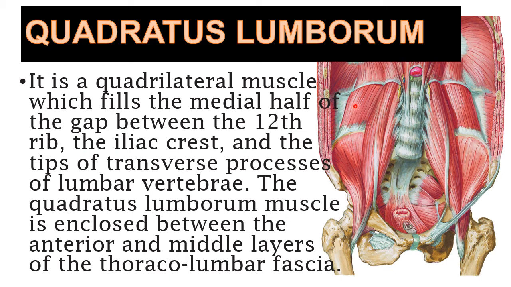This quadratus lumborum is filling the gap between the lower part of the ribs or thoracic cage above and the iliac crest. This quadratus lumborum is present lateral to the psoas major muscle, and it is covered by two layers of the thoracolumbar fascia. One is the anterior layer and the other the middle layer. So between the anterior layer of the thoracolumbar fascia and the middle layer of the thoracolumbar fascia, this quadratus lumborum is present.